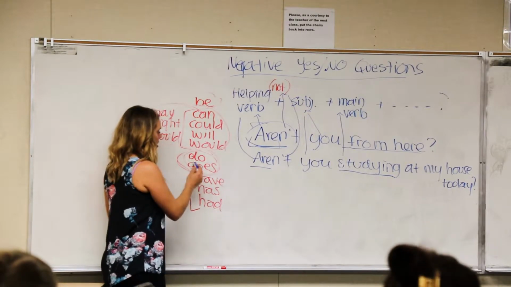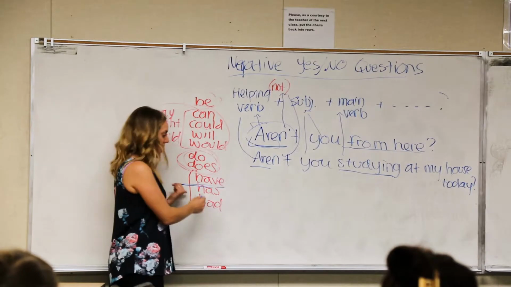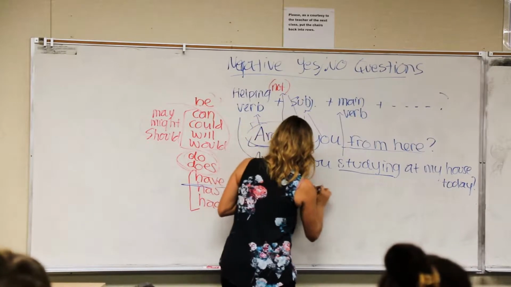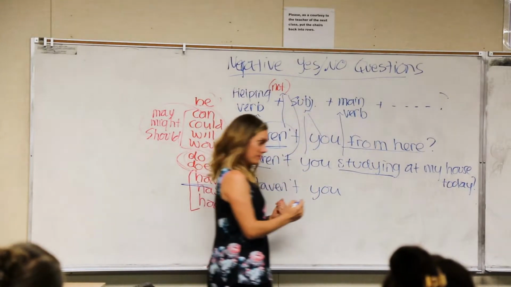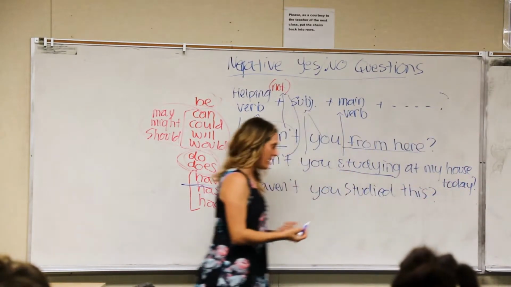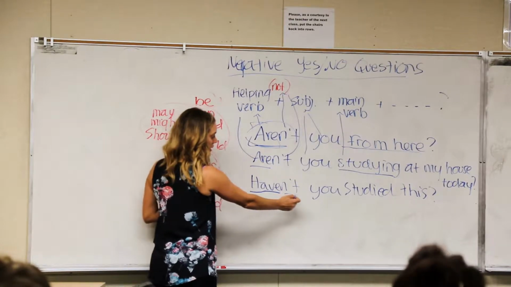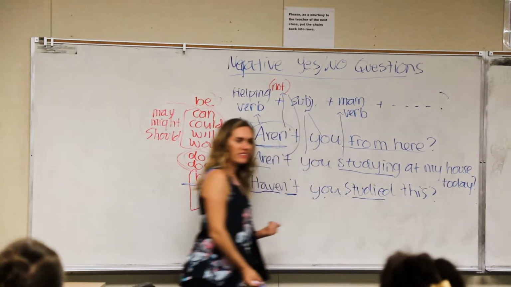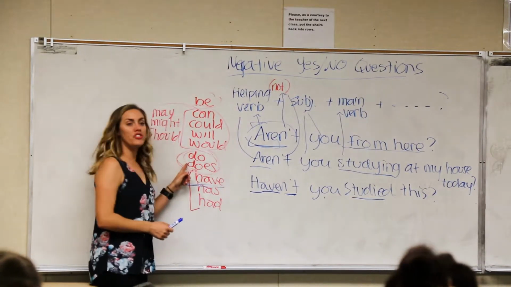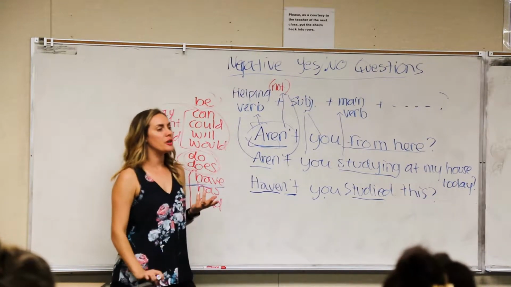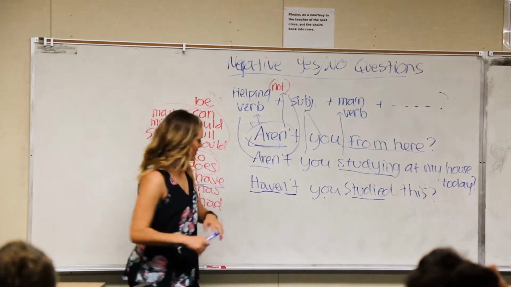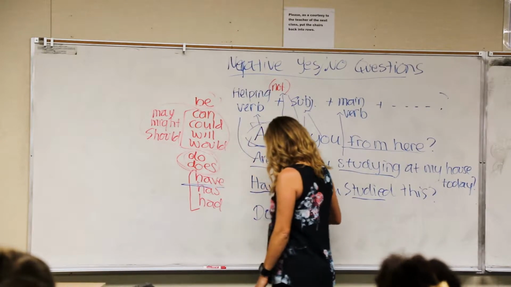Let's try one with the present perfect, have or has. Haven't you studied this? Haven't, negative, subject, main verb. Haven't you studied this? Okay. Let's do one more. Let's do one with do, okay? Let's use the verb like, grammar. Don't you like grammar?